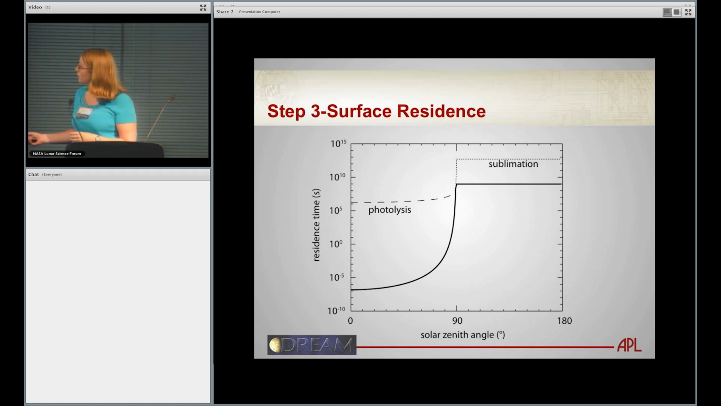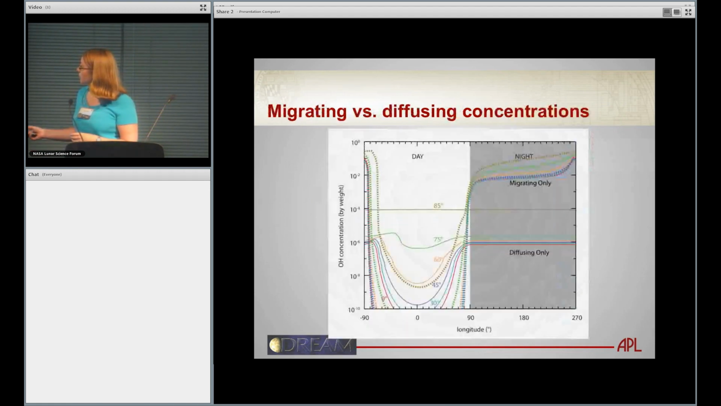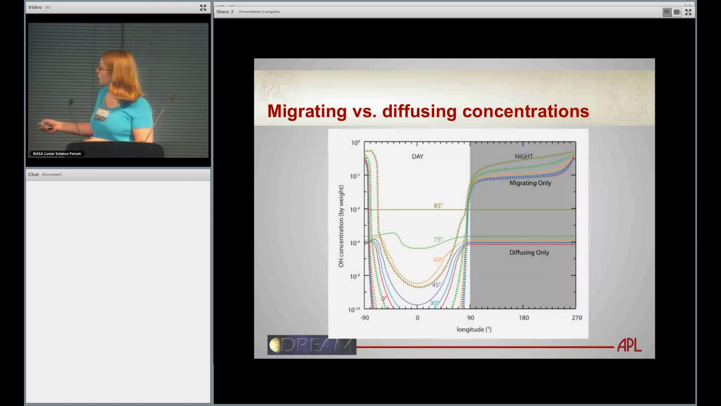On the day side, we assume that sublimation controls the residence time, and these are our calculated values here. On the night side, photolysis controls it, and these are the values here. So the overall curve is that. And this is what we get for our adsorbed water on the surface as a function of time.